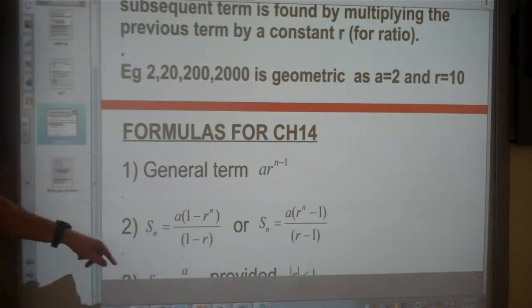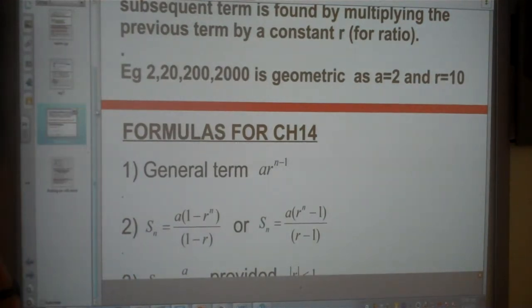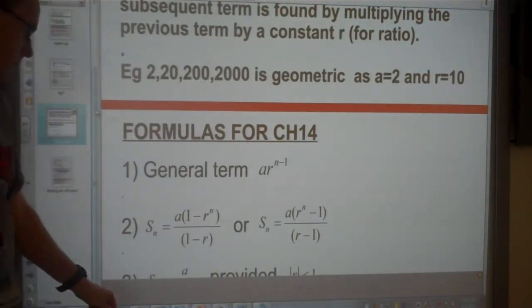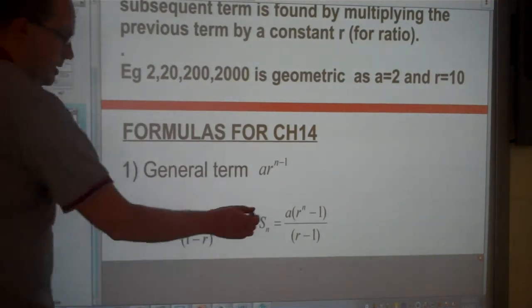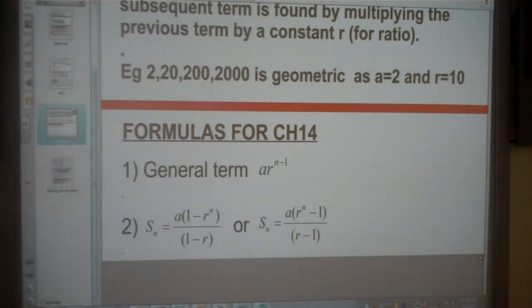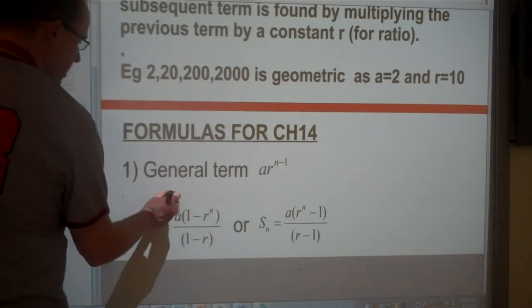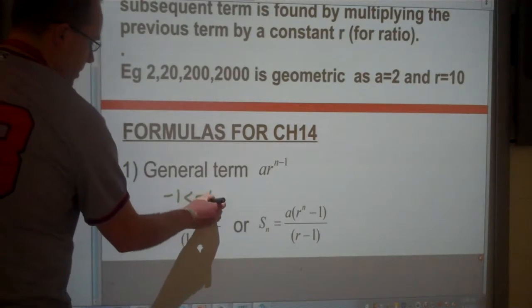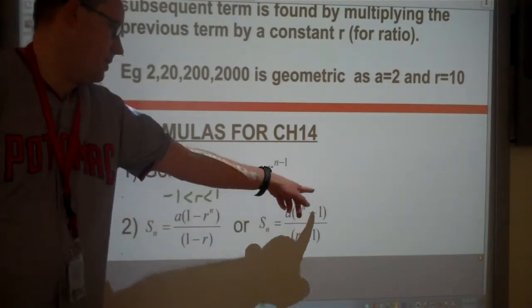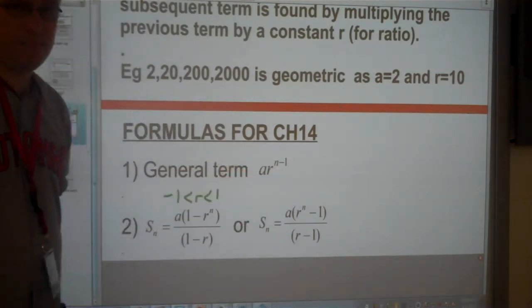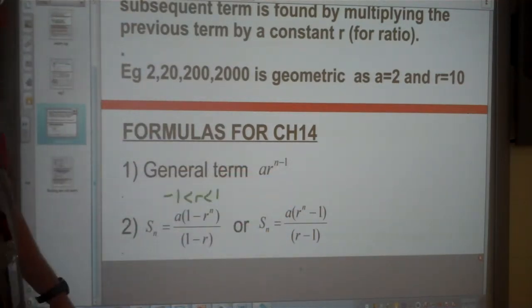Now there are some formulas for this section, and these are on your formula sheet. Now, the one that's not on your formula sheet is actually this one. Now, I use the formulas for the sum to n terms in different ways. If I know that the ratio is between -1 and 1, then I would use this formula. And if I know that the ratio is going to be greater than 1, I would use this second formula, just to make things stay positive and to make your calculations a little nicer.